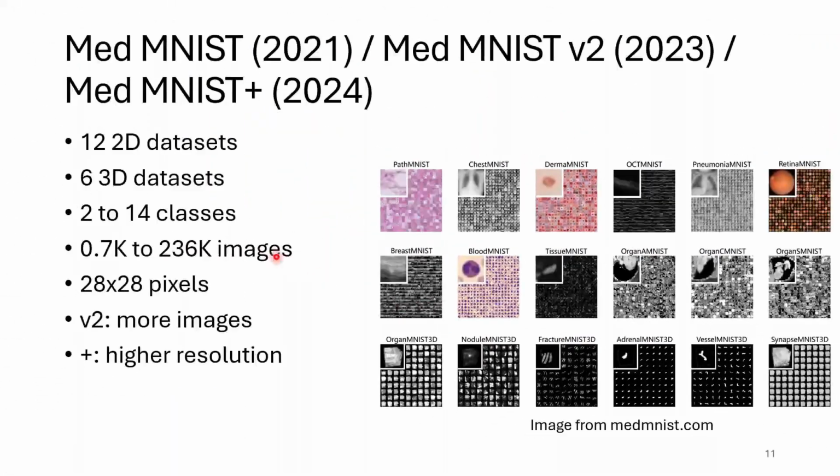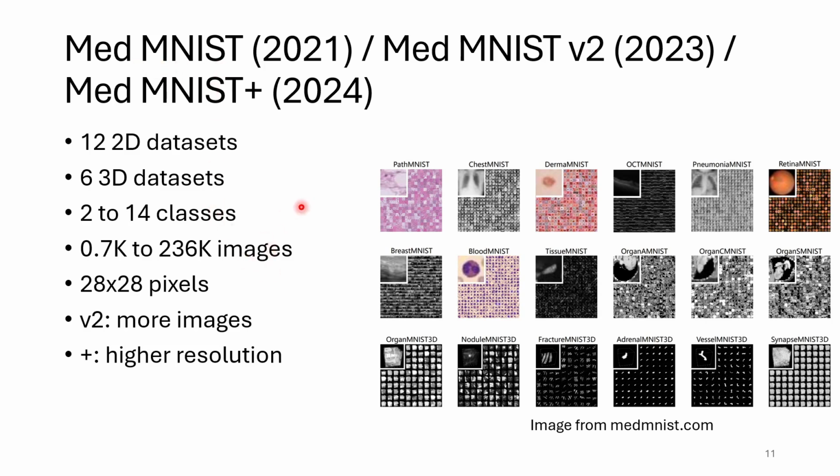Because this is a collection of 18 datasets, the number of classes in each dataset varies from 2 to 14, and the number of images also varies from 0.7K to more than 200K. So it just varies highly. So what is the uniform point? It's the resolution, 28 by 28, like MNIST. So it's called MedMNIST.